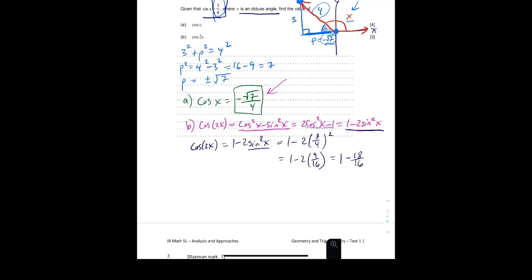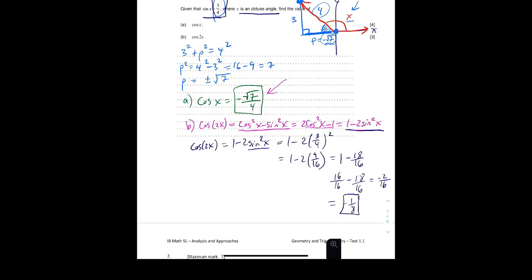Now, technically, I can turn 1 into any number I want divided by itself. So I can write this as 16 over 16 minus 18 over 16. And now I have a common denominator, which means I can subtract. This is going to give me negative 2 over 16. When I reduce that, it's going to give me negative 1 over 8. And this will be my solution, okay?